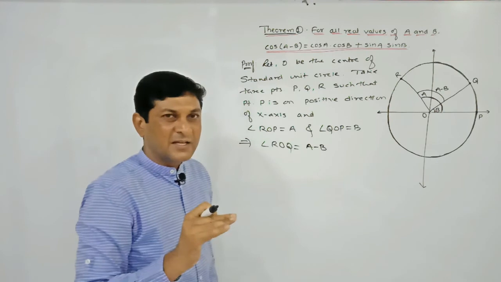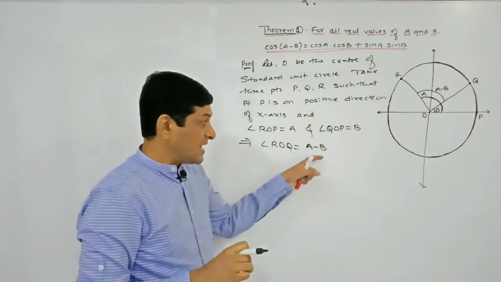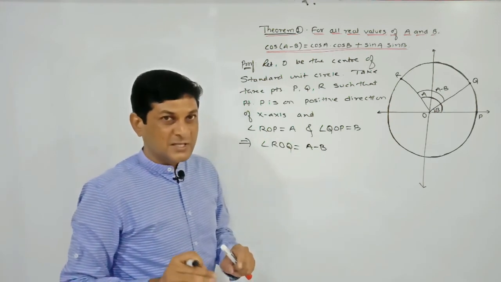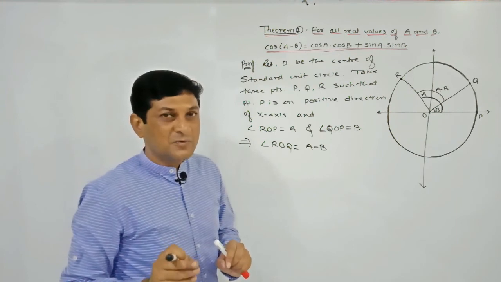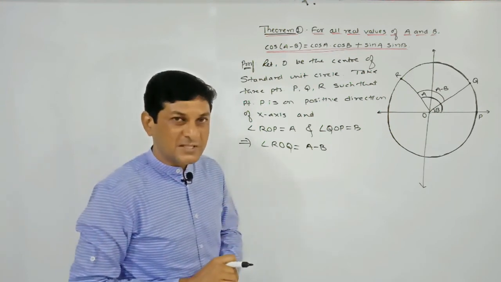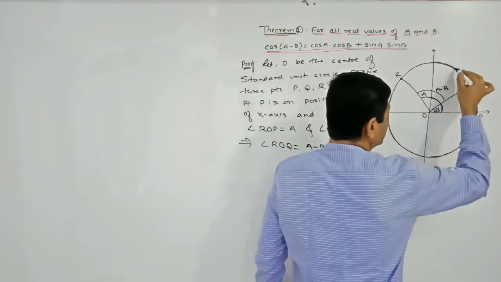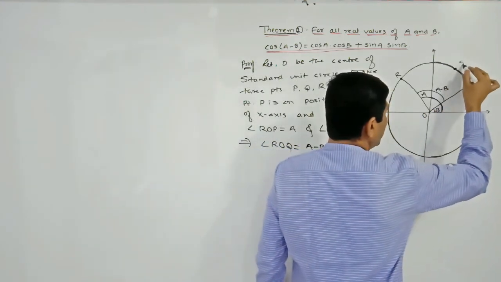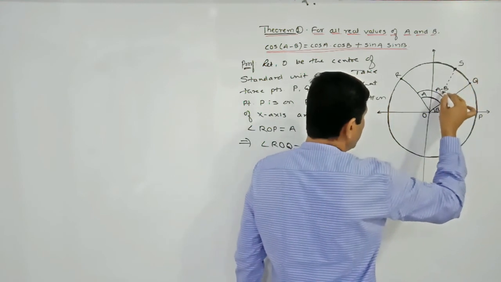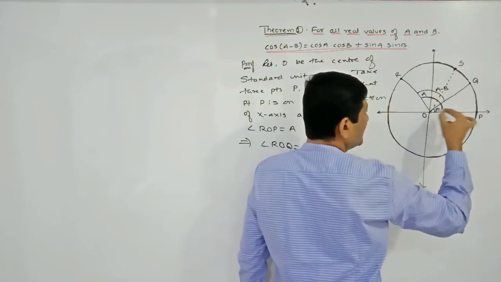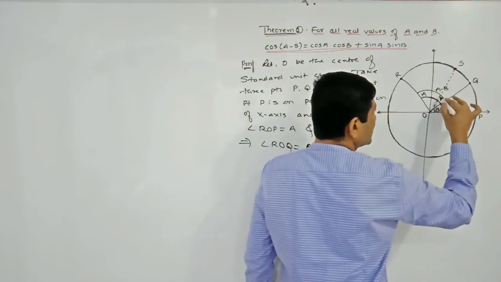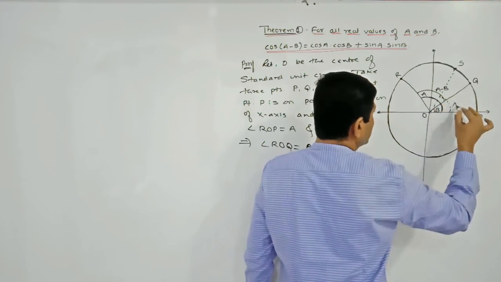Once the value of angle ROQ, means angle A minus B, is known to us, now we are taking another point on this circle. Suppose we are taking point S on this circle, then the angle made by OS with the positive direction of x-axis is also equal to what? A minus B.